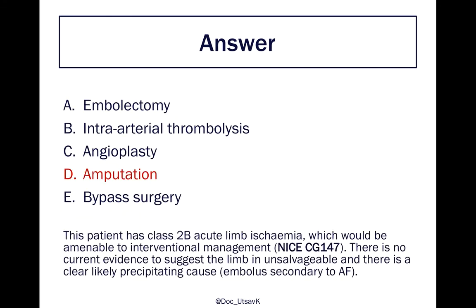As this patient has class 2B acute limb ischemia, there is amenability for interventional management at the moment. This patient has an immediately threatened lower limb. There is no current evidence to suggest that the limb is unsalvageable, as there is a clear, likely precipitating cause, which is the embolus secondary to the atrial fibrillation, which we can treat. And so amputation is not the correct answer in this case.